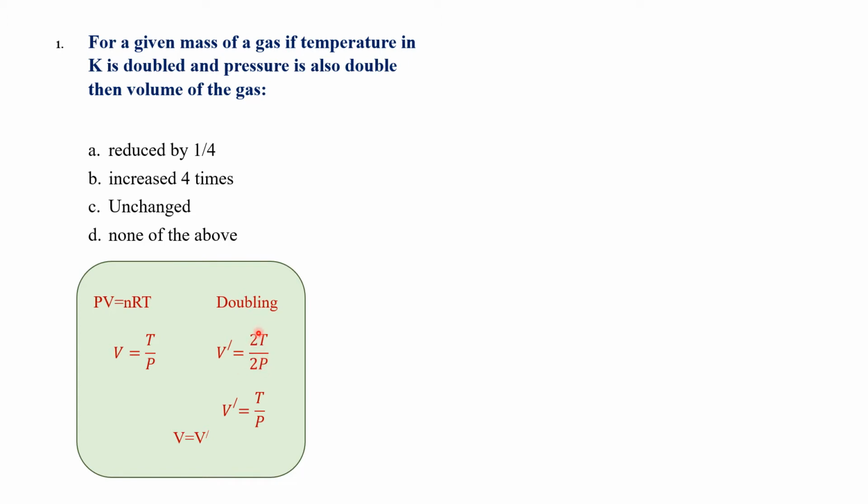So 2 and 2 will cancel out. We will get V dash is equal to T by P. Now by doubling the pressure and temperature, we will get the V dash, that is also equal to V. So the answer is unchanged.